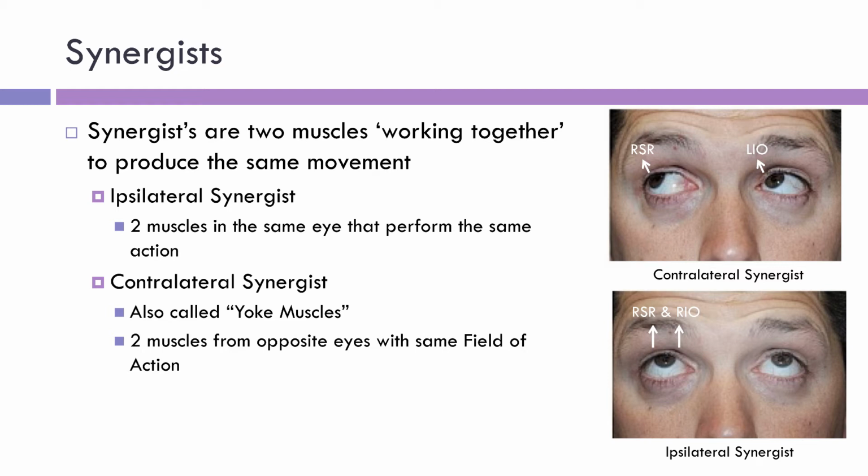We also use the term yoke muscles. So this is the pair of muscles which achieve elevation in right gaze or have a field of action in dextral elevation. Now, we can also have ipsilateral synergists. This is where 2 muscles in the same eye perform the same action. So here, where we have elevation and we can't isolate a specific vertical muscle, both the superior rectus and the inferior oblique are working together to elevate the eye.